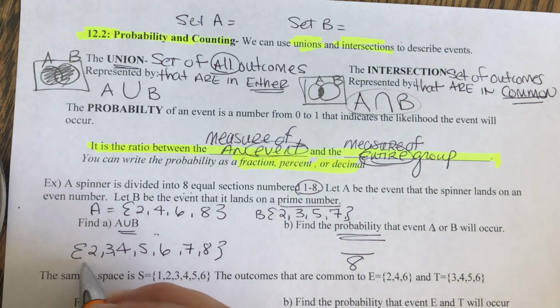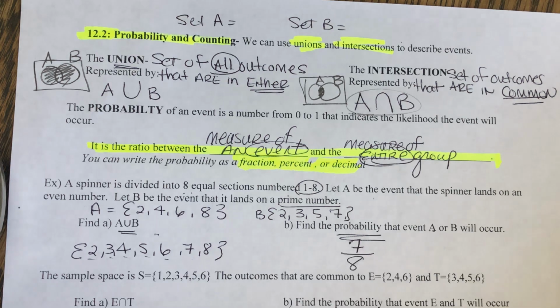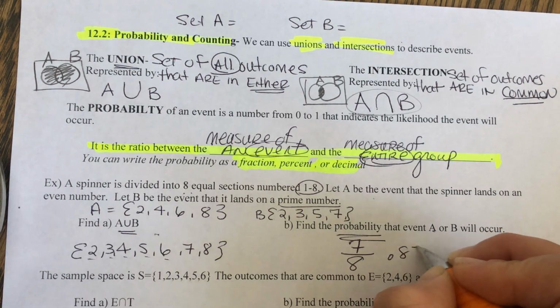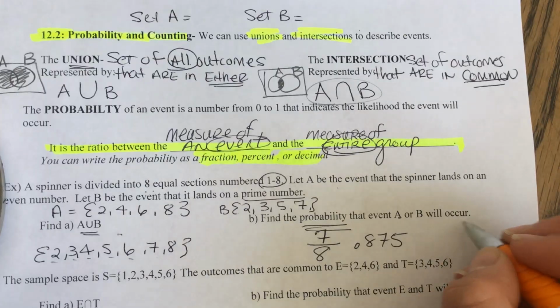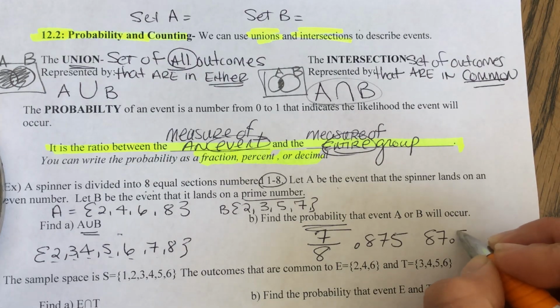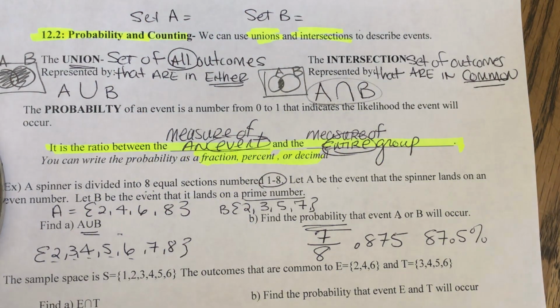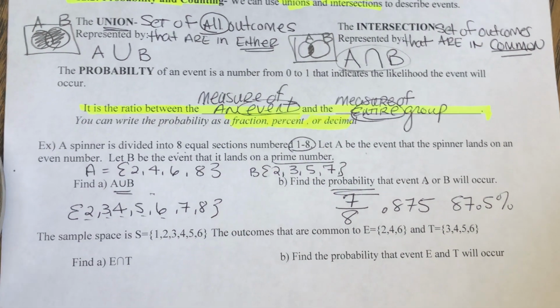And how many do you guys have here? 1, 2, 3, 4, 5, 6, 7. So you can say 7 over 8. You can say 0.875, or you can times that by 100 and get 87.5%. Does not matter. Okay, so next question.